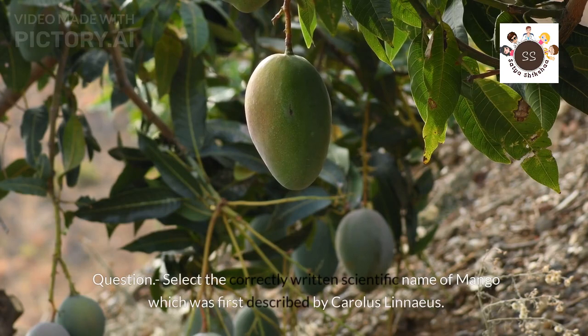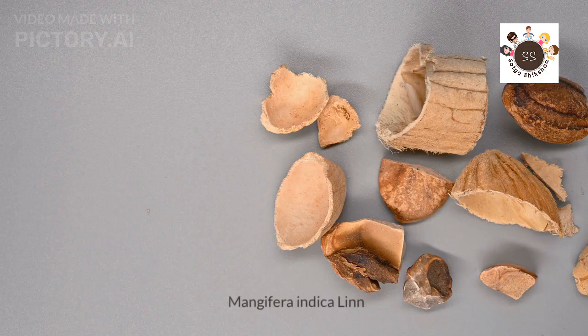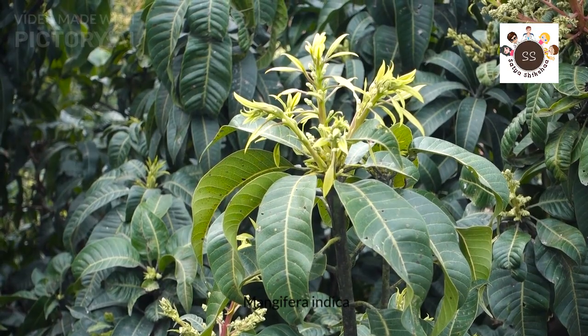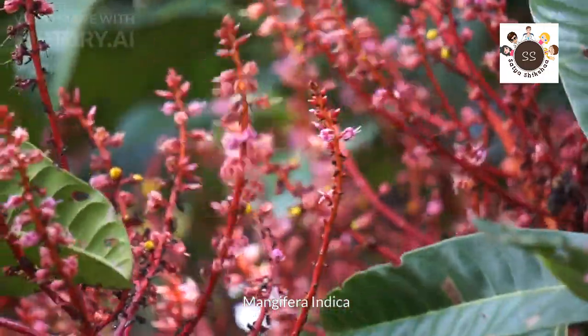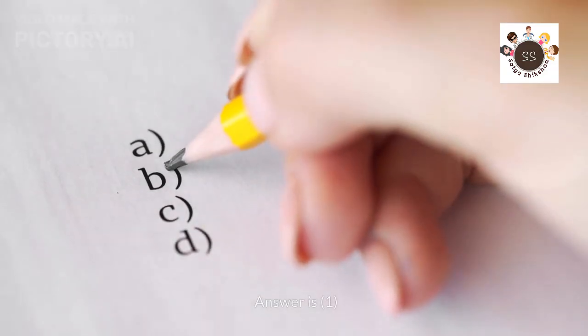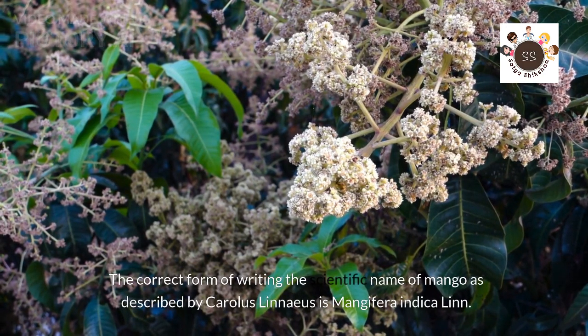Question. Select the correctly written scientific name of mango which was first described by Carolus Linnaeus. NEET 2019. 1. Mangifera indica Linn. 2. Mangifera indica. 3. Mangifera indica Car. 4. Linn. Answer is 1.